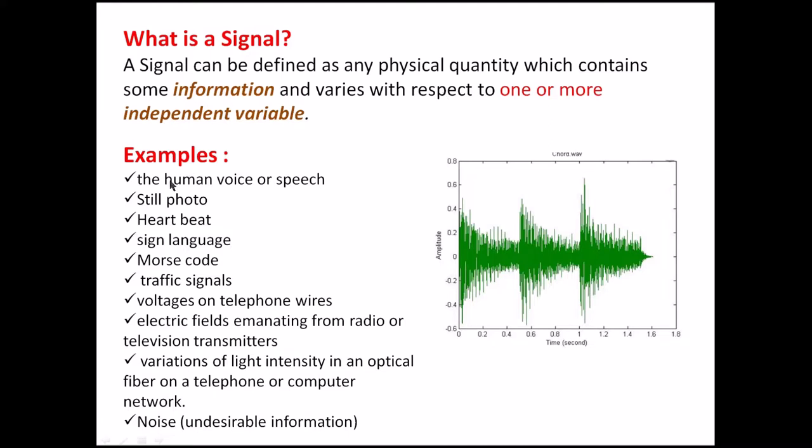Here are a few examples of signals: the human voice or speech signal, the still photograph, or you can say image signal, heartbeat, sign language, Morse code, traffic signals, voltages on telephonic wires, electric fields emanating from radio or television transmitters, variations of light intensity in an optical fiber on a telephone or computer network. And lastly, we will discuss noise, which basically contains some undesirable information, or you can say information which is not at all of use to us.